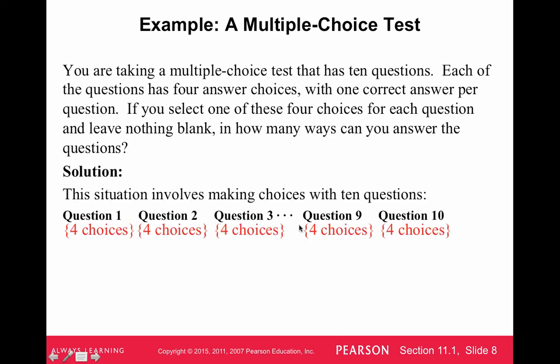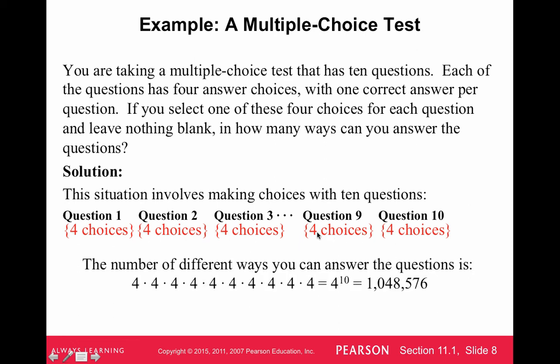So question 1, question 2, they all have 4 choices. So really, it's just 4 times 4 times 4, 10 times in a row. And when you multiply a number by itself a certain number of times, you can raise it to that exponent. So if we're doing 4 times itself 10 times, you can just do 4 to the 10. There are 1,048,576 ways that you can answer a 10 question 4-choice multiple choice test. Remember, 4 is the options at each stage, 10 is the number of stages.